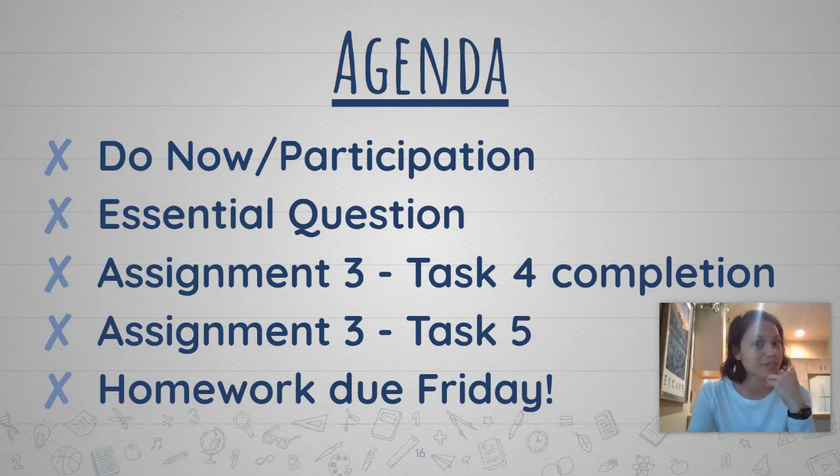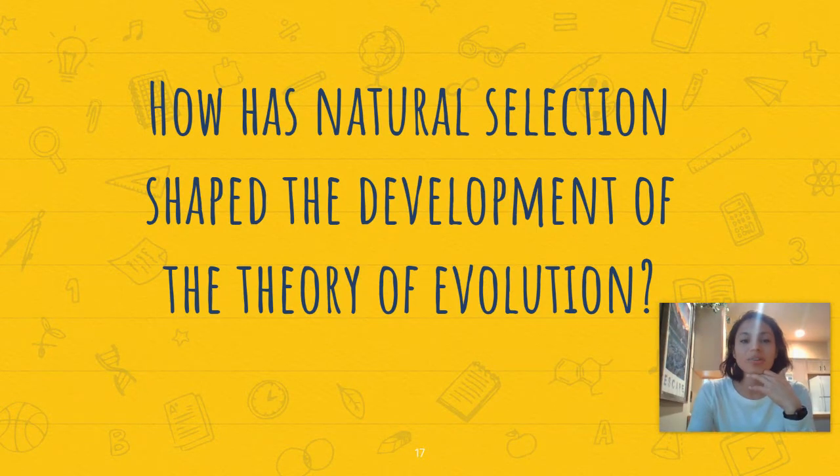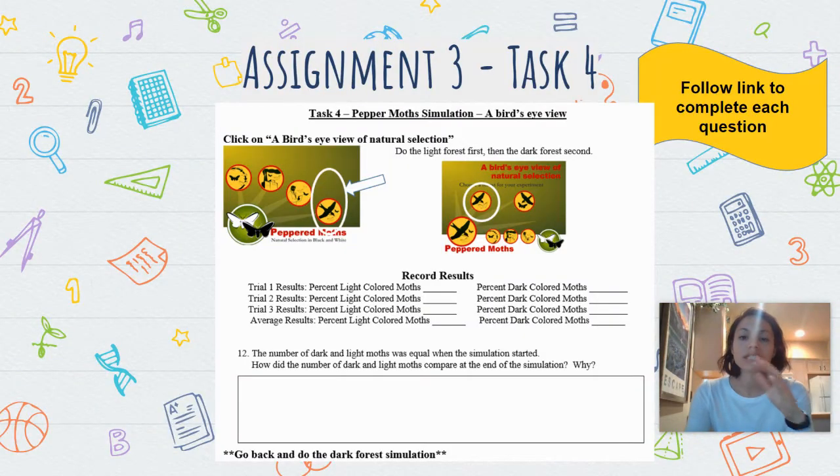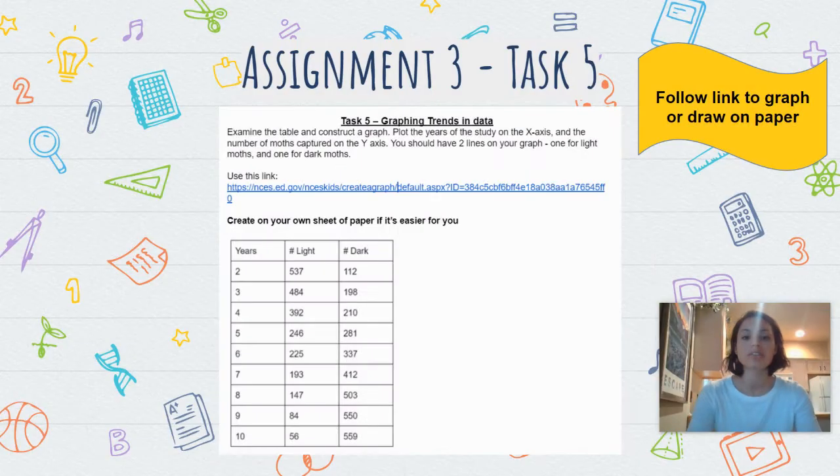Remember that your homework is due Friday on quizzes. So the question is, how has natural selection shaped the development of the theory of evolution? Task 4, I went over this with you yesterday, and I'll do it again very minimally, because you do have to complete all of task 4. I understand it could be a bit lengthy to do both forests with 4 trials. Just make sure that you're doing those 4 trials and answering those questions that come along with it. You have to assess your learning.